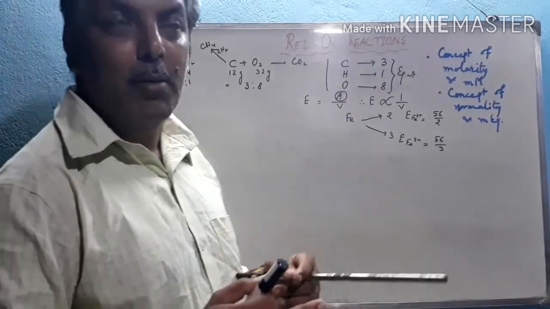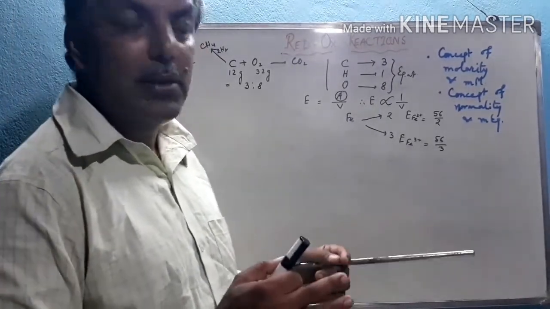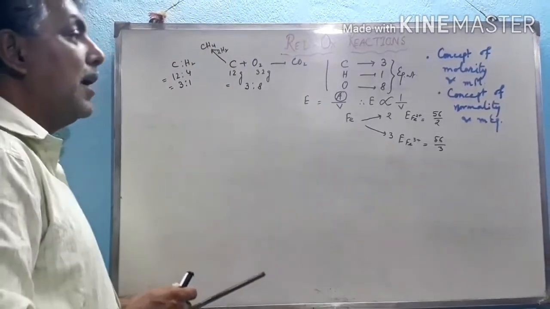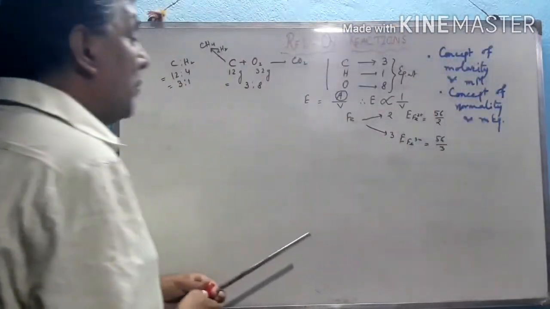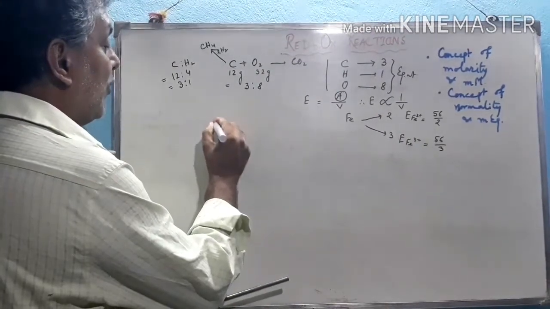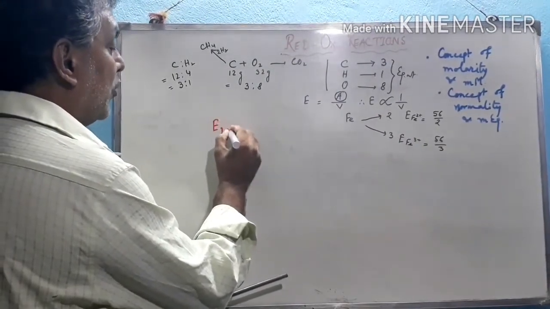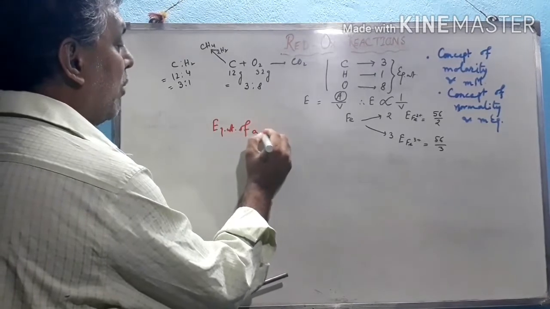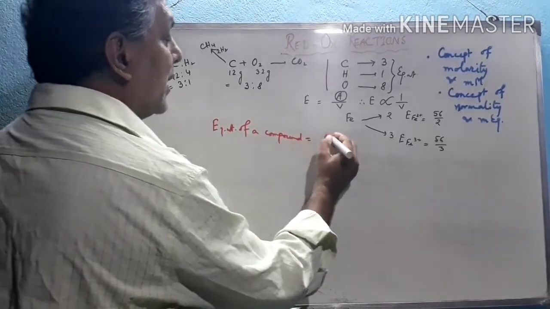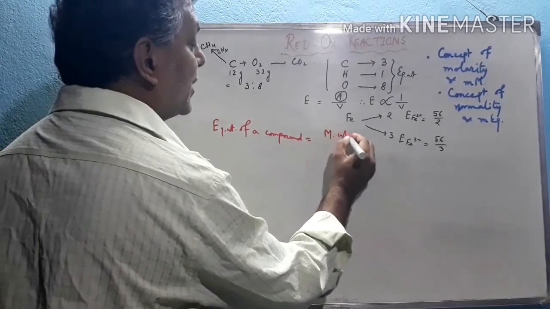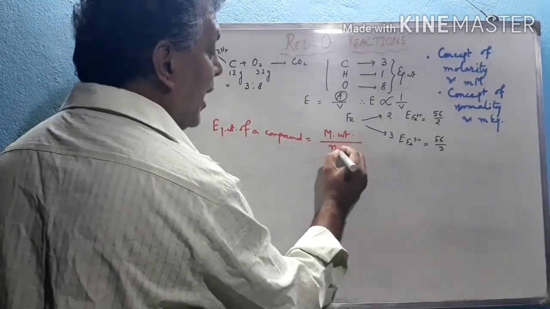But molecular weight and atomic weight have no relation with the valency. This is the basic difference. Now, how can we calculate the equivalent weight of a compound? Equivalent weight of a compound can be calculated by using this formula: it is nothing but the molecular weight of the substance divided by the n factor.